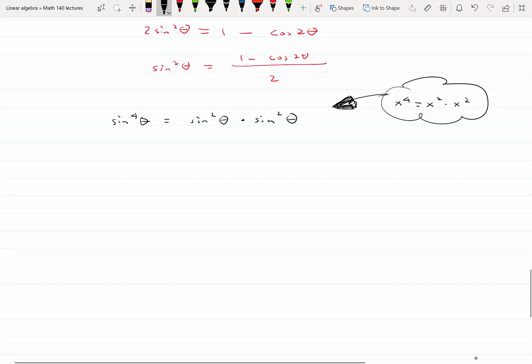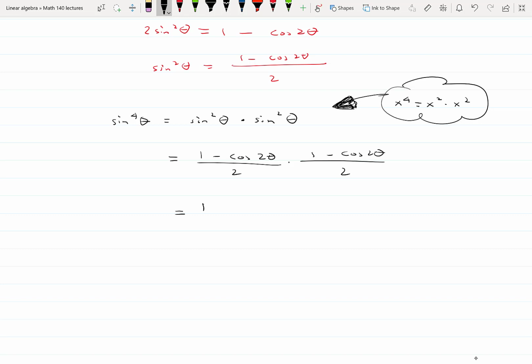Okay. All right. So at this point, I'm going to substitute sine squared as 1 minus cosine of 2 theta over 2, times the same thing, 1 minus cosine of 2 theta over 2. And I'm going to multiply this out. Well, the 2's in the denominators can multiply out. We can gather those together. Then we're stuck with multiplying 1 minus cosine of 2 theta times 1 minus cosine of 2 theta.